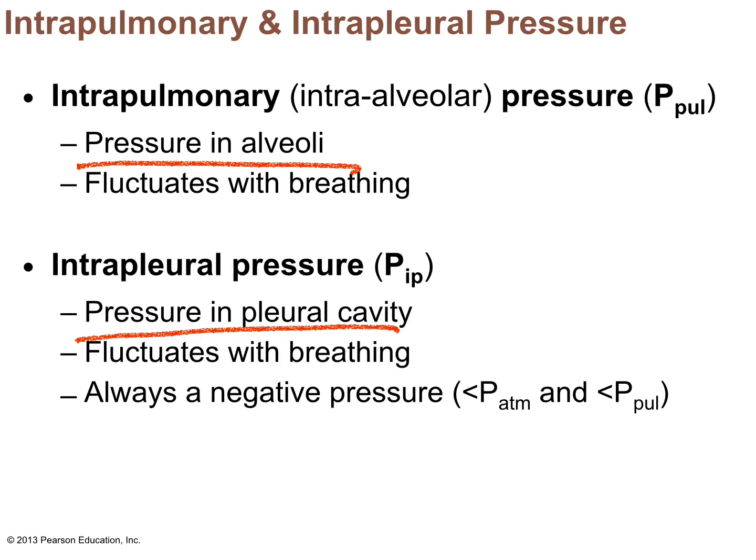This is the pressure inside the alveoli, right, inside the lungs. And this is going to change. It's going to be a negative pressure, positive pressure, and zero pressure at different points in the respiratory cycle. Intrapleural pressure is the pressure inside the pleural cavity. This is also going to fluctuate, but it must always be a negative pressure. It has to be less than atmospheric pressure, and it has to be less than intrapulmonary pressure, and I'll explain why on the next couple slides here.